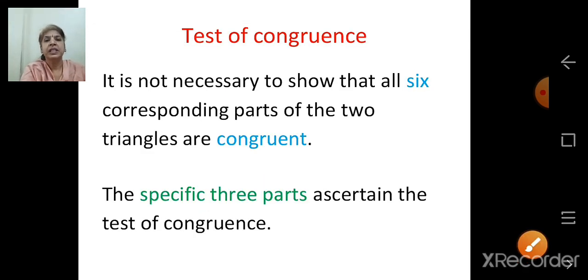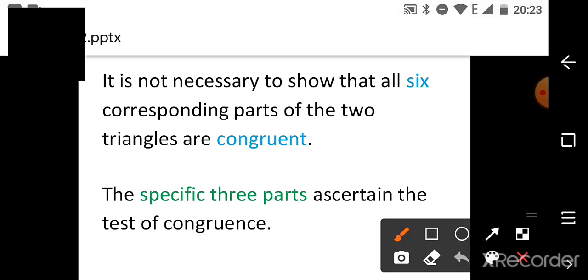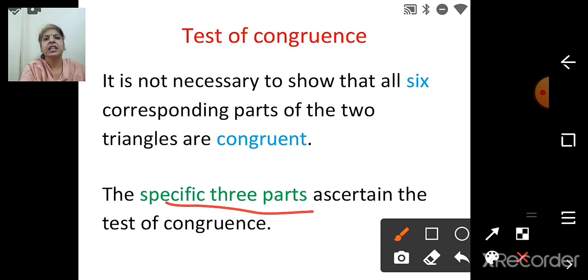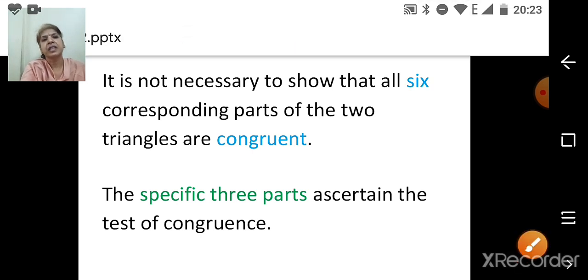Now test of congruency. We have also studied about test of congruency. 6 congruences should be there for 2 triangles to be congruent. It is not necessary to show that all 6 corresponding parts of the 2 triangles are congruent. So every time it is not necessary to show all the 6. The specific 3 parts determine the test of congruency.